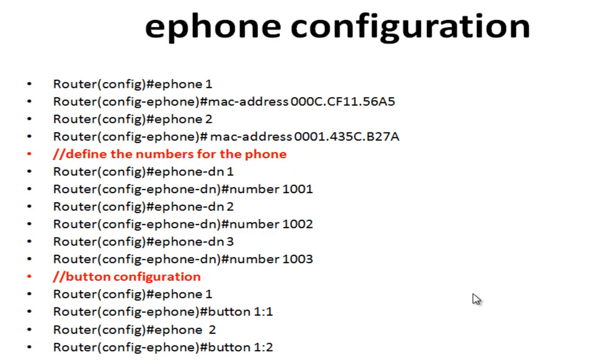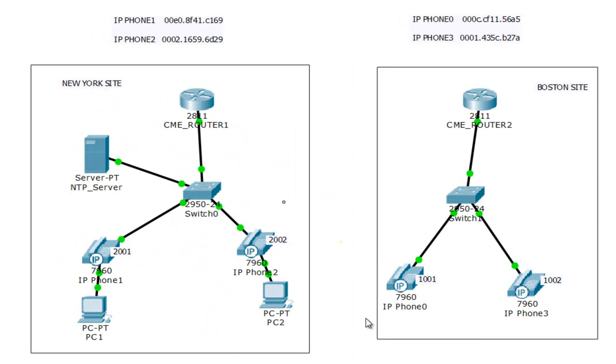So let's go back to Cisco Packet Tracer, because I want to show you now. The first site we built is the New York site, and the remote site is called the Boston site up here, as you see up here.